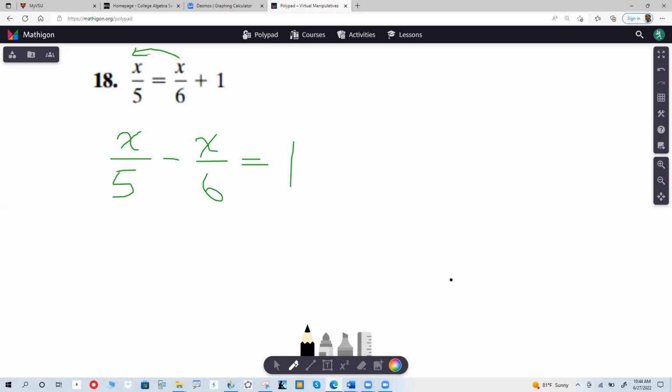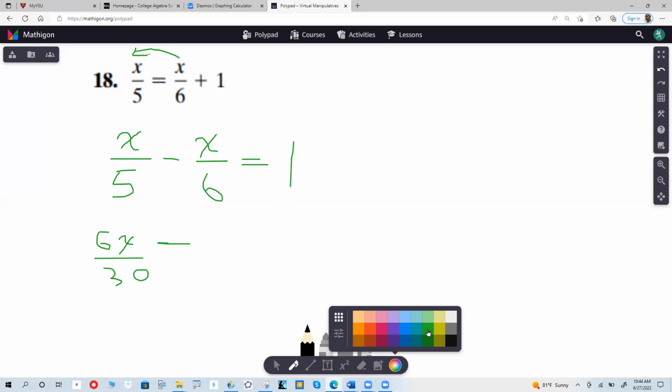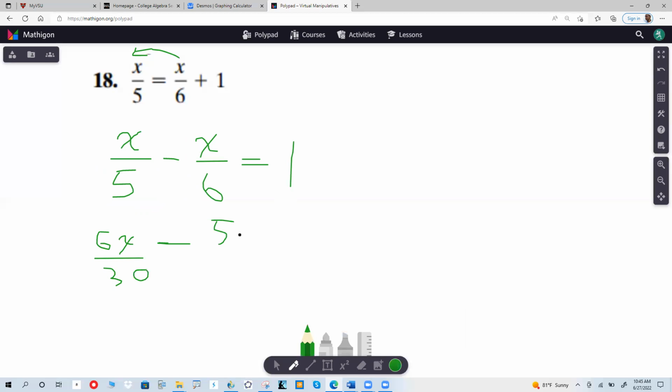Again, my denominators are 5 and 6. I'm going to multiply both top and bottom by the same number. I'm going to multiply it by 6, and multiplying the bottom by 6 gives me 30. Now, I am going to multiply the other top and bottom by 5. Why? That'll make the same denominator. And that's much better.